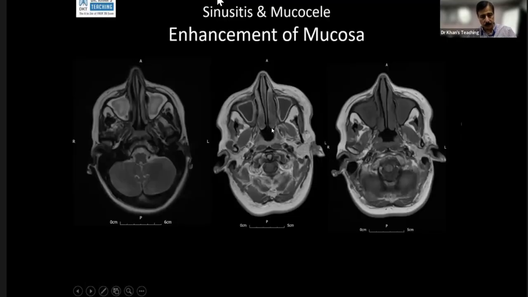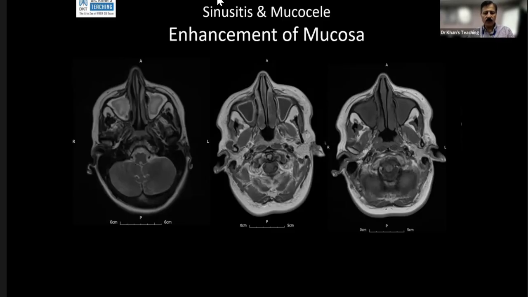Now, a few things on the role of contrast in sinus diseases. When you see opacification of the sinus on a CT scan, on an MR it might be due to mucosal thickening, or what we call polypoidal mucosal thickening, or it might be because of two things. One is mucosal thickening, and second thing is fluid. Basically, what has happened is that the ostium is blocked, so there is fluid also.